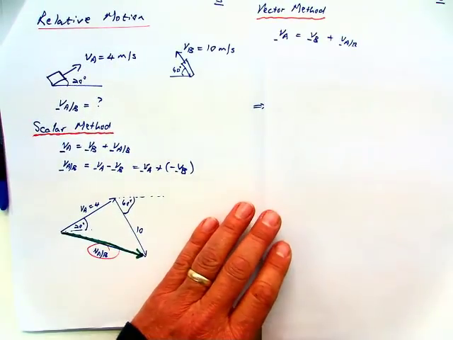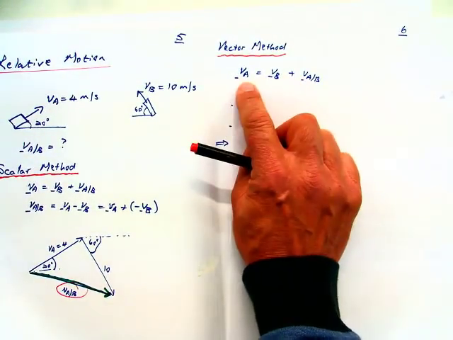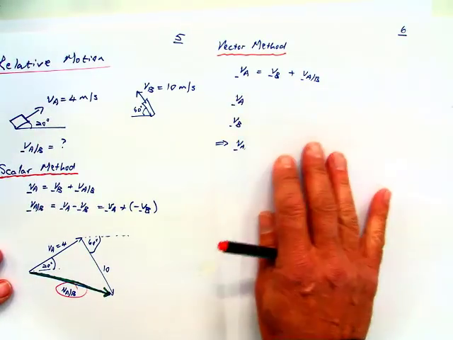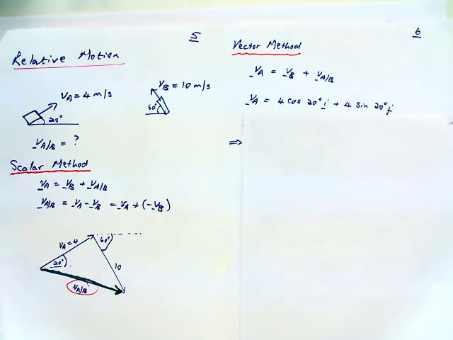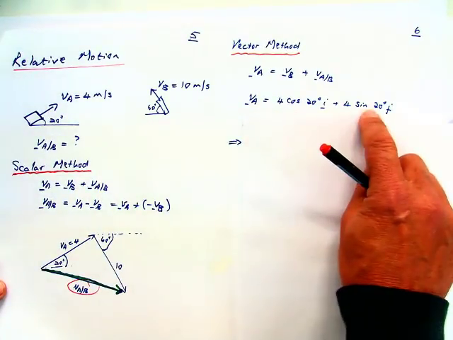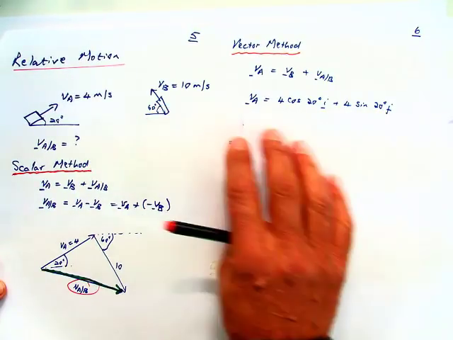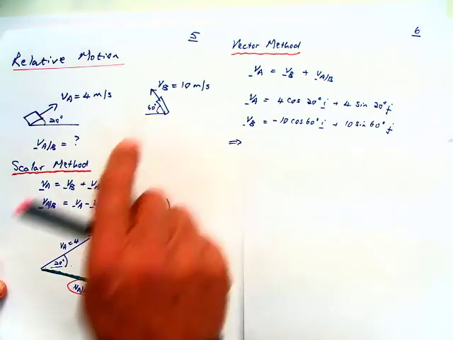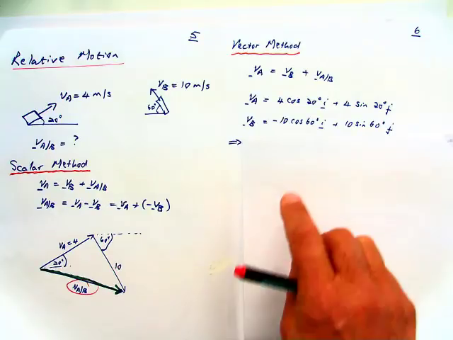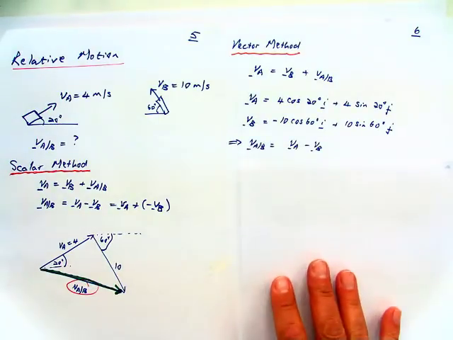Now the vector method means you write each one in terms of their i and j components. So you're going to say, like VA over here, it's got an i component, it's got a j component. So you write it like that: V cos 20 and V sin 20. And the same for VB. VB is minus 10 cos 60 and plus 10 sin 60. And then the one you're looking for, VAB, is going to be the difference between the two. So you can work that out.